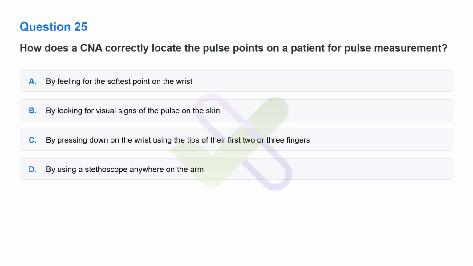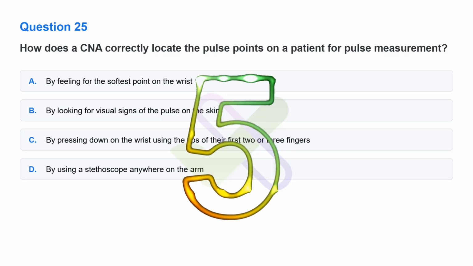How does a CNA correctly locate the pulse points on a patient for pulse measurement? A. By feeling for the softest point on the wrist. B. By looking for visual signs of the pulse on the skin. C. By pressing down on the wrist using the tips of their first 2 or 3 fingers. D. By using a stethoscope anywhere on the arm.